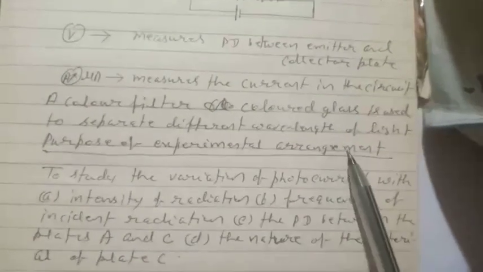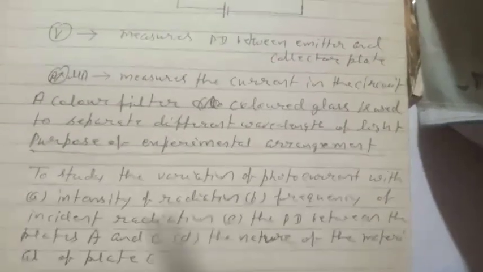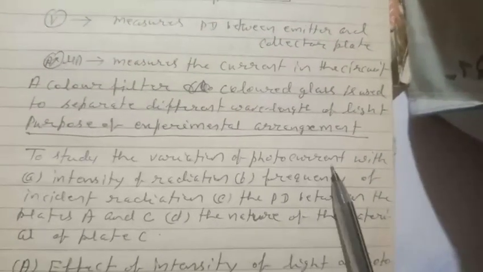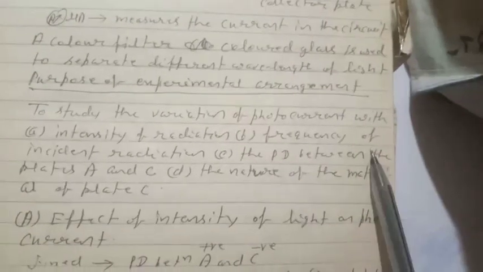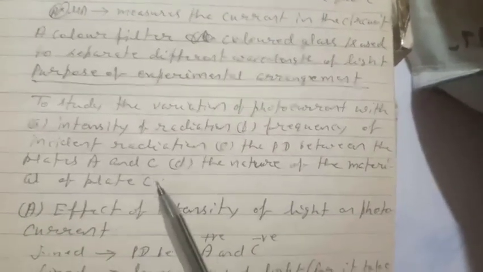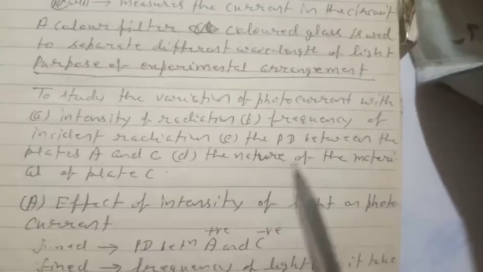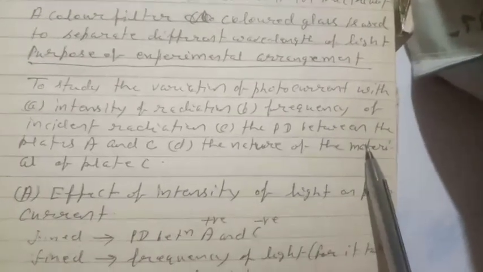Purpose of the experimental arrangement: to study the variation of photocurrent with A. the intensity of radiation, B. frequency of incident radiations, C. the potential difference between the plates A and C, and D. the nature of the material of plate C.